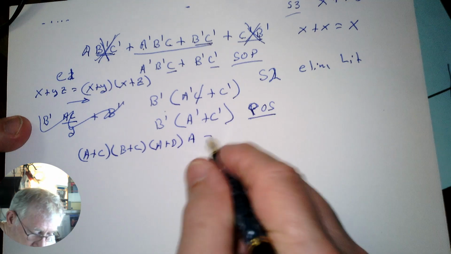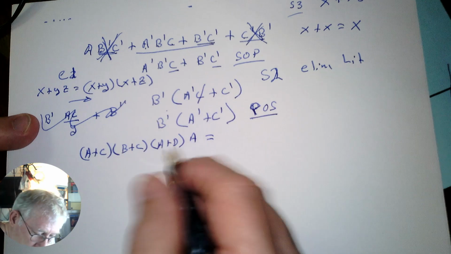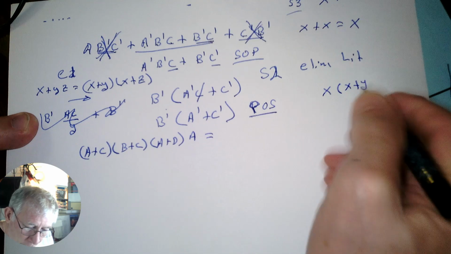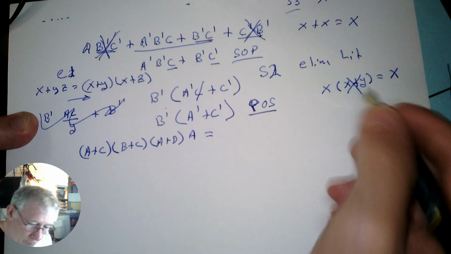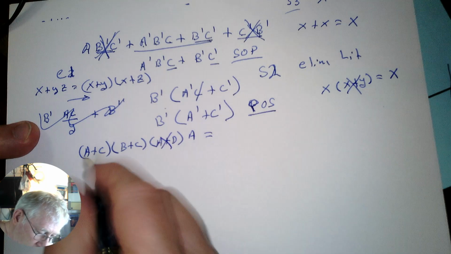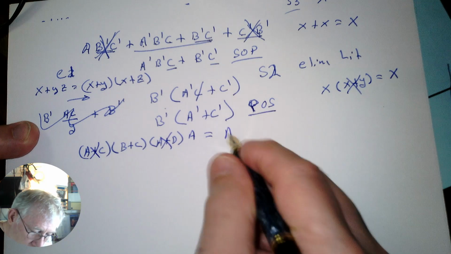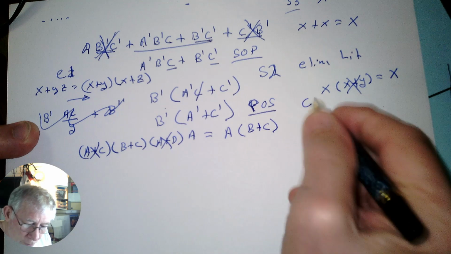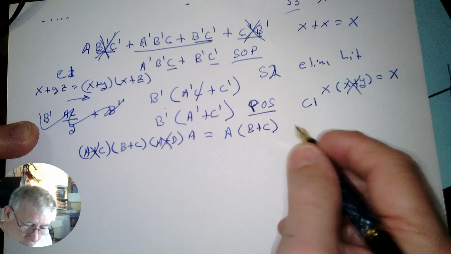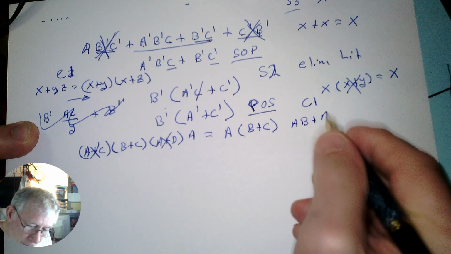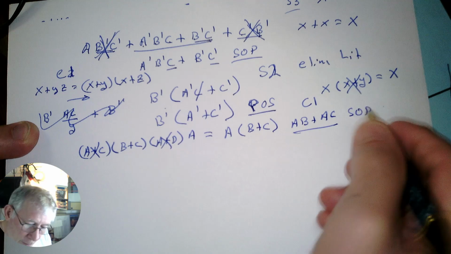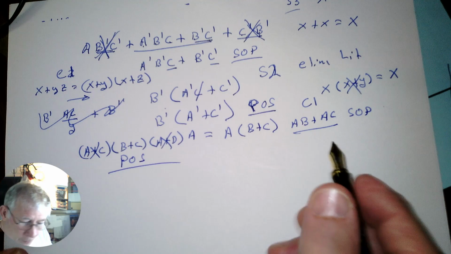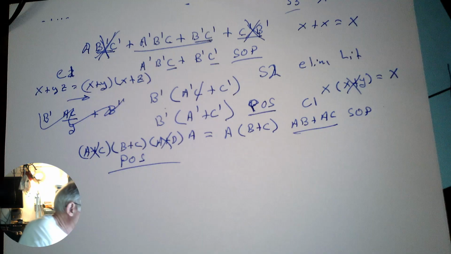Well, in this particular case, because we can use A times X plus Y equals X, we drop that term basically. So we can drop this term and that term, and now we're just left with A times B plus C. We use the first distributive law or conversion one, and we distribute the A in here, and we get AB plus AC. That's in SOP form, and this one was in POS form. All right, that's easy.